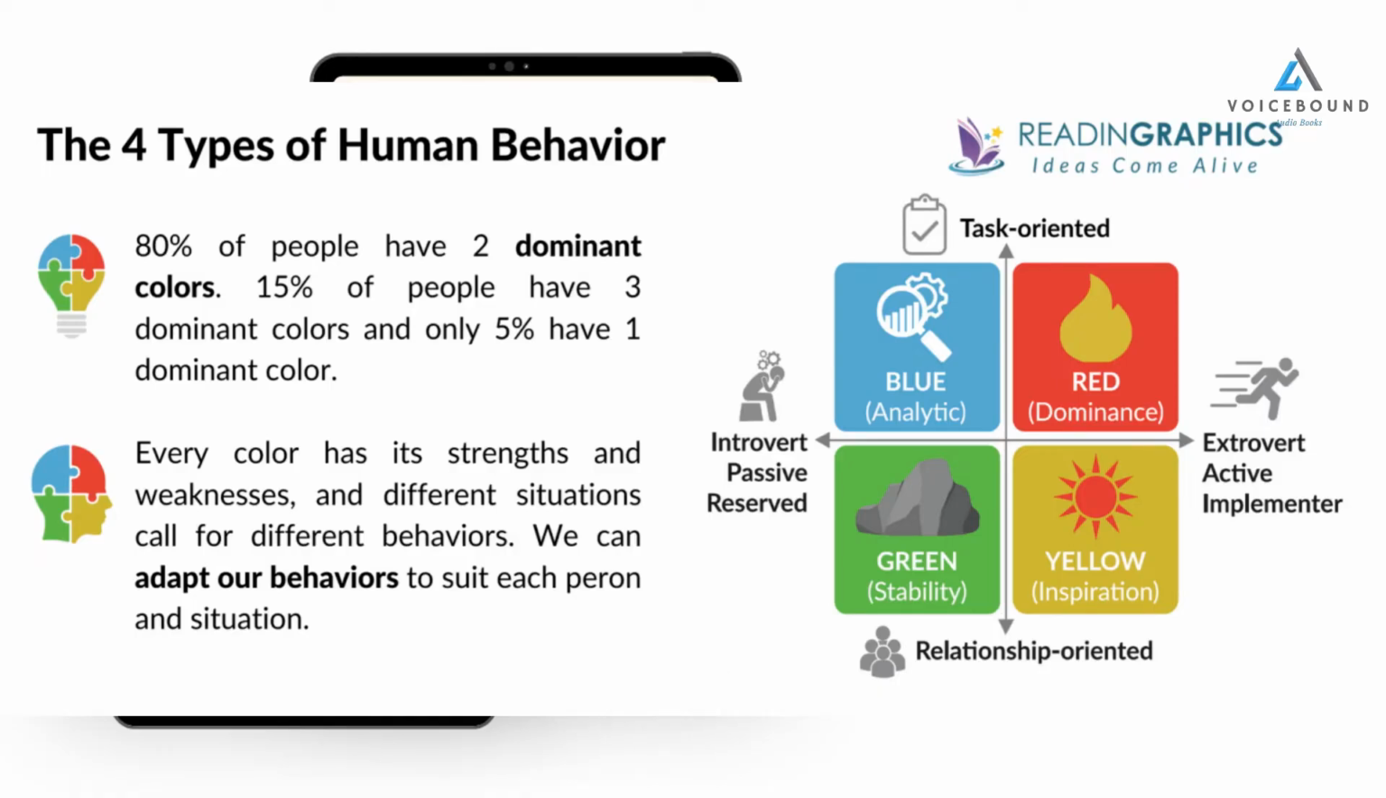It's impossible to account for all human differences and there will always be exceptions. Moreover, we are capable of adapting our behaviors instead of rigidly sticking to one set of behaviors. Only 5% of people have one dominant color. The majority have 2 dominant colors, 80% have 2 dominant colors, and 15% have 3 dominant colors. No one seems to have all 4 dominant colors.